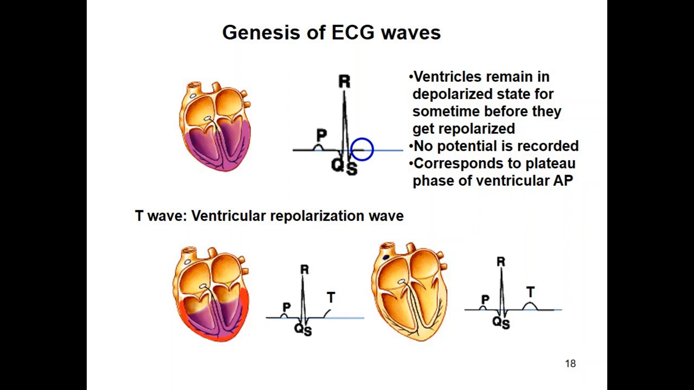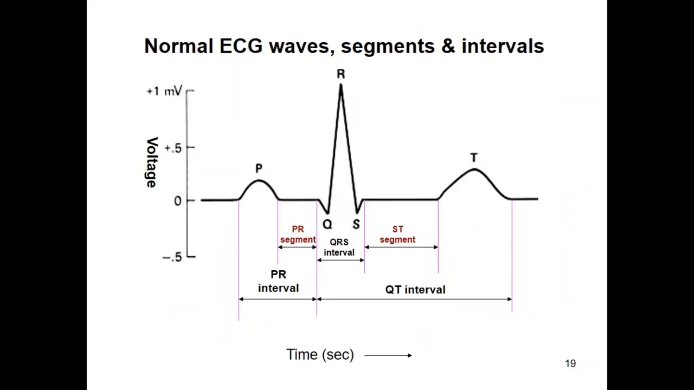P is depolarization of the atria. QRS is ventricular depolarization. T is the ventricular repolarization wave. This is the normal ECG: P, Q, R, S, T. This occurs sequentially, cycle after cycle.